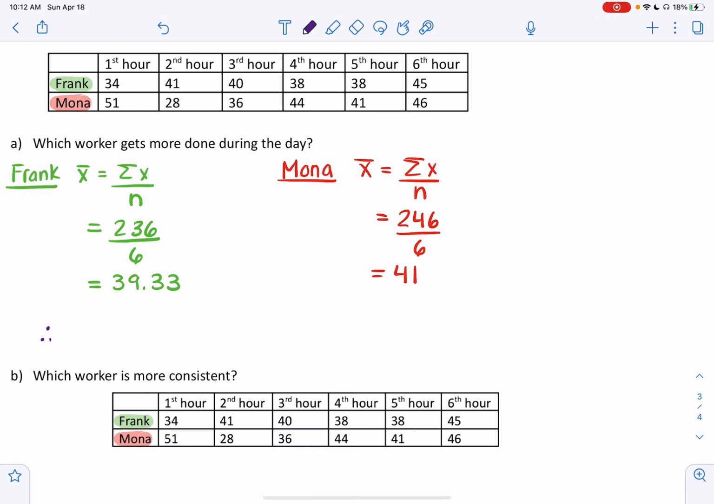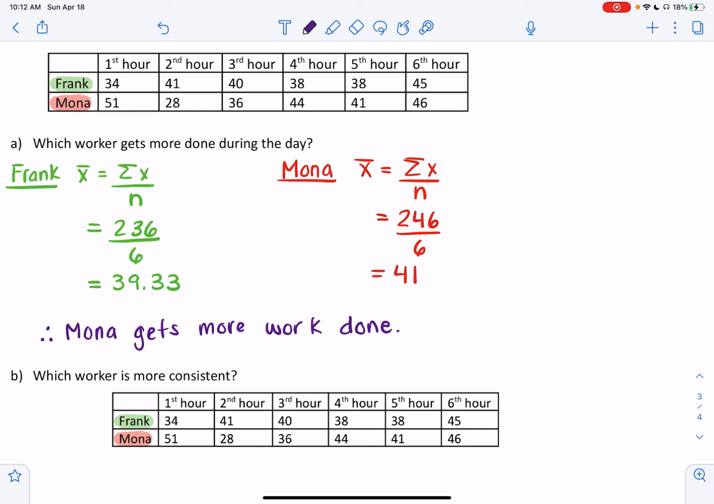So that means that Mona gets more work done. So on average, Mona is working faster than Frank.